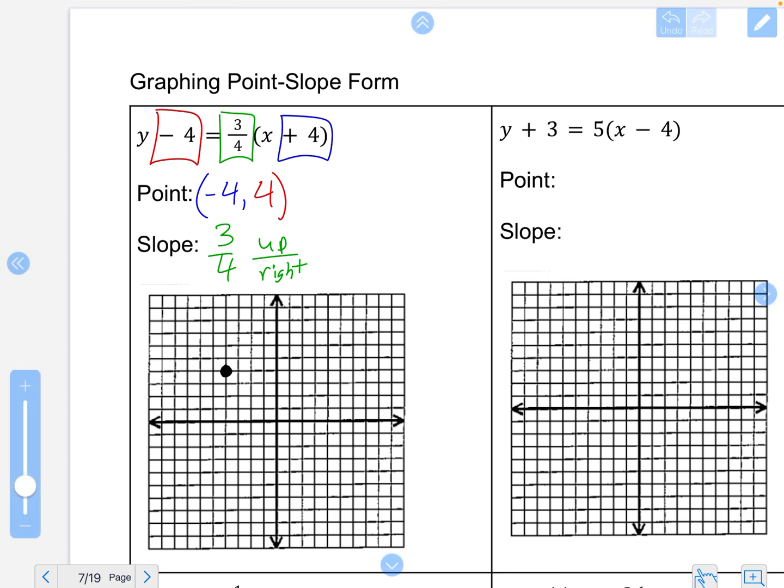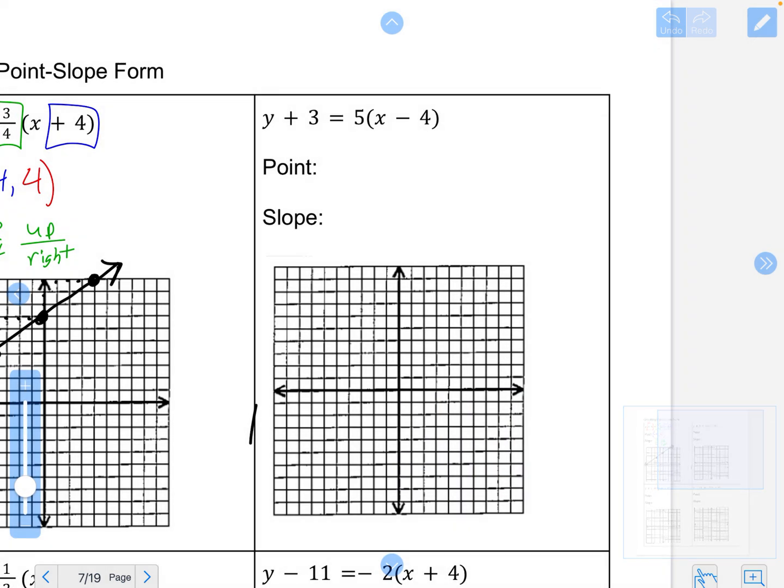And then I can simply just use my slope. I'm going to go up 3, 1, 2, 3, to the right, 1, 2, 3, 4. 1, 2, 3, 1, 2, 3, 4. I just like to draw 3 points because it makes it easier for me to draw a straight line. And I like to draw straight lines as much as humanly possible. And so that right there is our equation of a line.